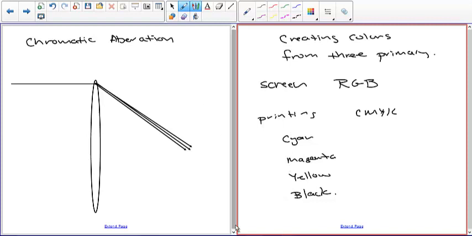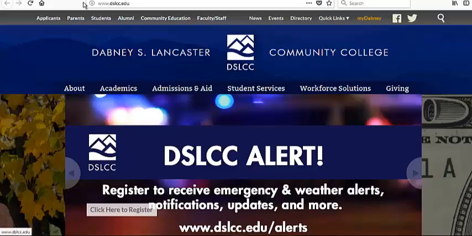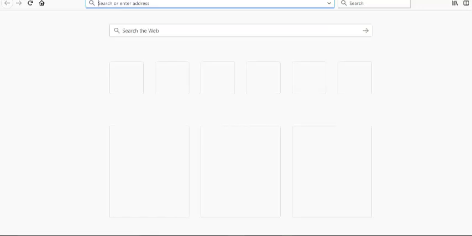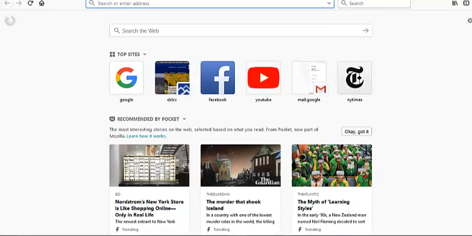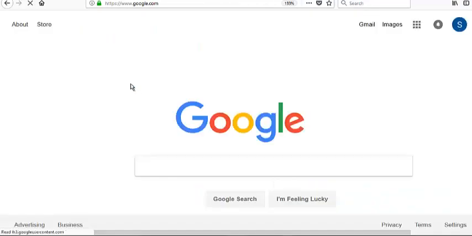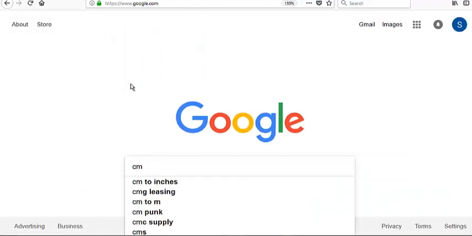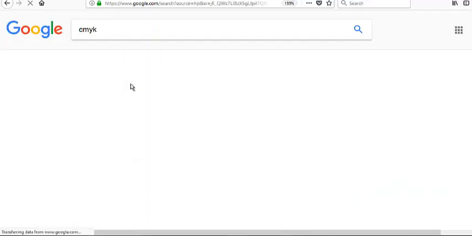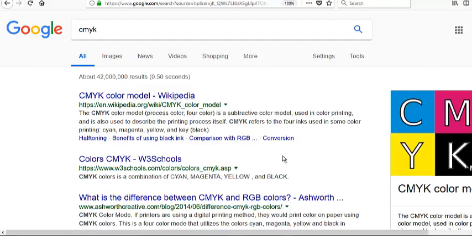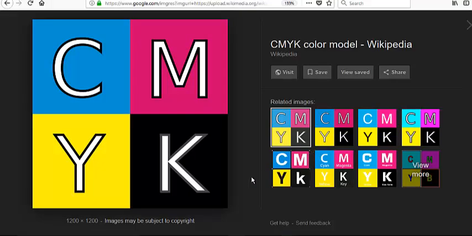So let me just show you what those colors look like. I mean, cyan looks kind of blue. Magenta looks kind of red. So CMYK. So there they are. So cyan, magenta, yellow, black.